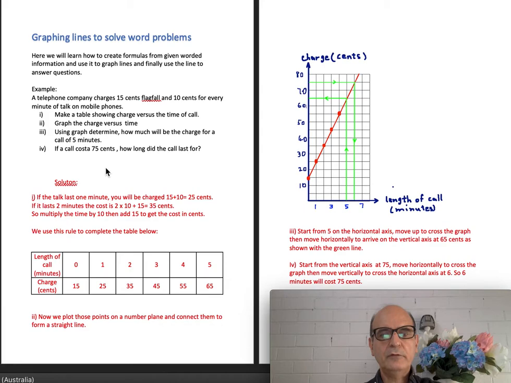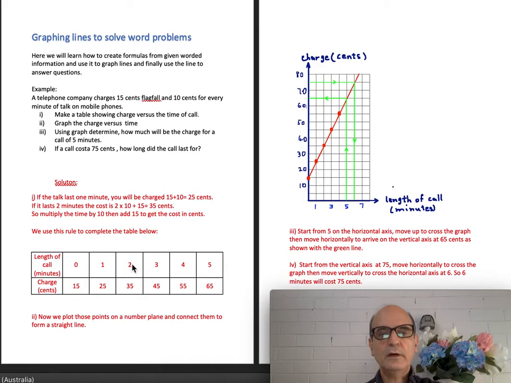So we want to establish a relationship between time of call and also the charge for the call. So if you don't talk at all, you just try to make a call, it is 15 cents. That is basically the flagfall. Now if you talk 1 minute, that's going to cost you 10 cents for the call, because each minute is 10 cents, plus that 15 cents flagfall. Altogether, 25 cents.